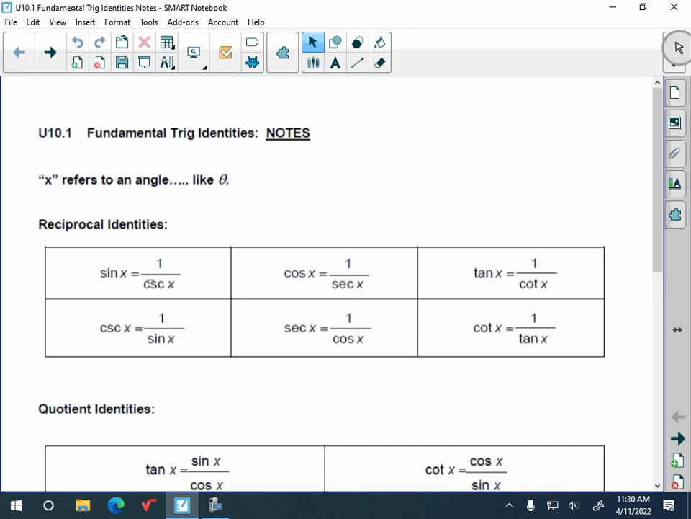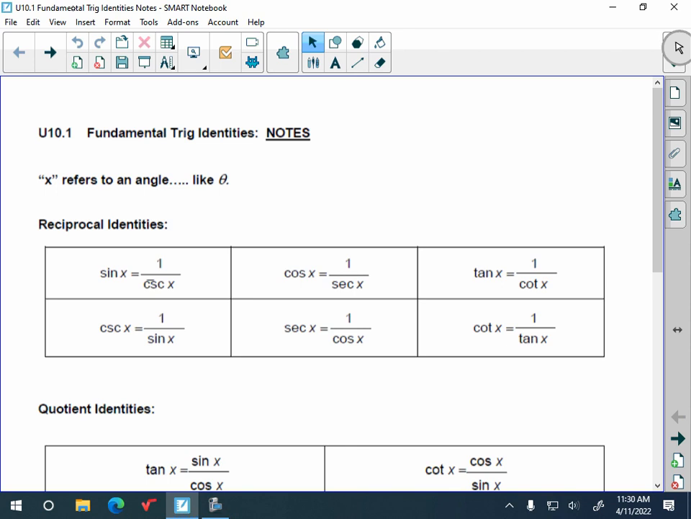So it's really easy. All you have to do is write sine x, cosine x, tangent x. Then write their reciprocals: cosecant, secant, cotangent, just like we did in Unit 9. You can see 1 is in the numerator on every single one, right? And then just put the denominator.